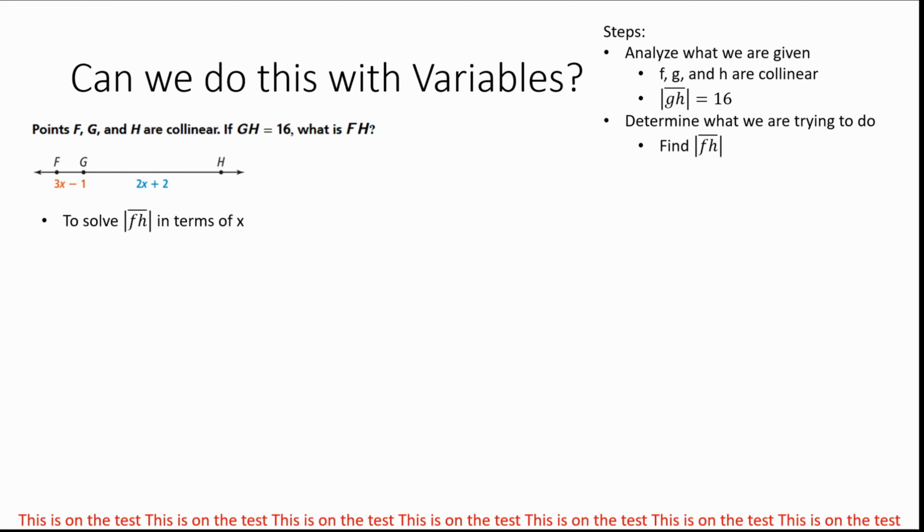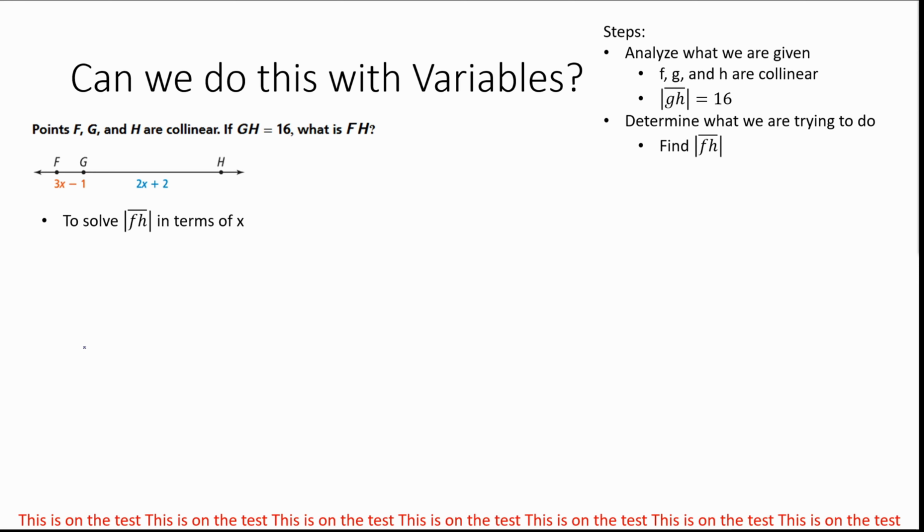But you always want to start with your hypothesis, because when we learn about truth tables, if you're not testing the hypothesis or what you're given, you're not productively approaching the problem. So let's look at what is on just this picture that we were given. Right here, we're given points F, G, and H are collinear. That means they're on the same line. And that the value of GH is equal to 16.